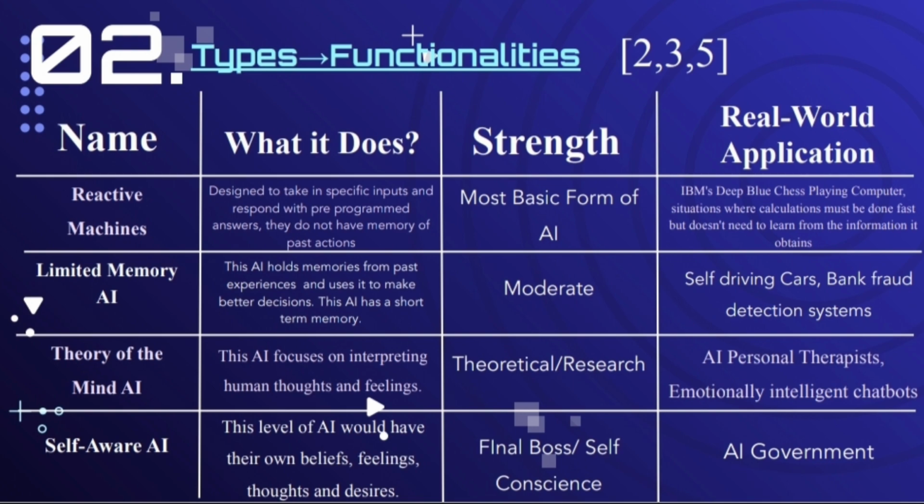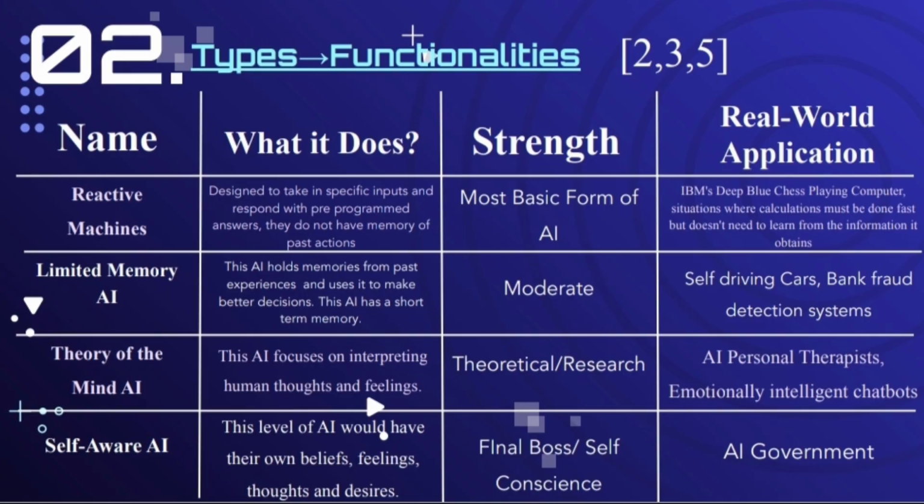The next one we're going to talk about is limited memory AI. I say the strength is moderate because it's a bit better than reactive machines. Basically, this AI holds memories from past experiences and uses them to make better decisions. It has a very short-term memory though, so it's not any long-term thing you would be constantly using to constantly improve a program. Some real-world applications of this include self-driving cars and bank fraud detection systems, which are things we have today. So that's pretty cool.